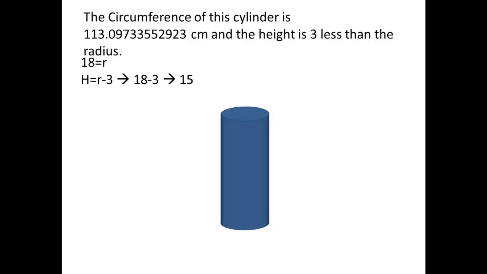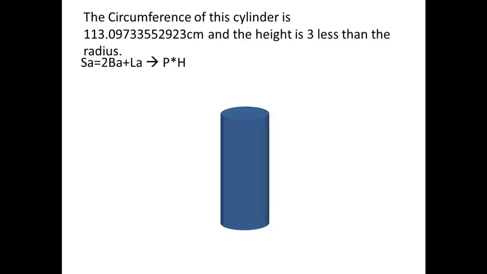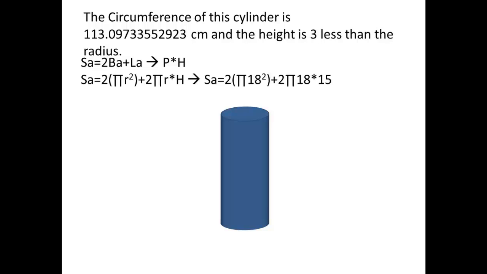We still have to find the surface area. The surface area of every prism is 2 base area plus lateral area, which is perimeter times height. To find the base area of the cylinder, you have to know the equation to find the area of a circle, which is pi r squared, and we have to multiply by 2.